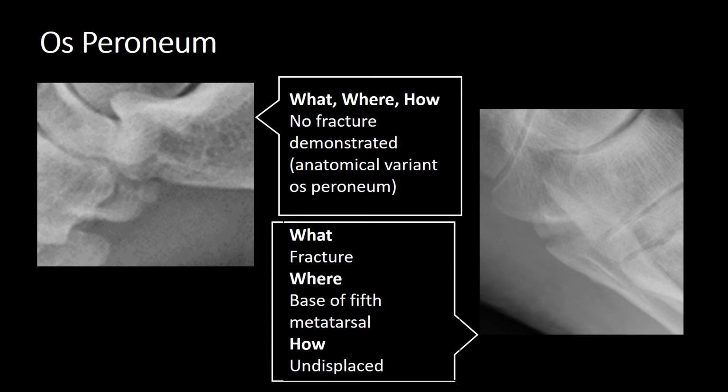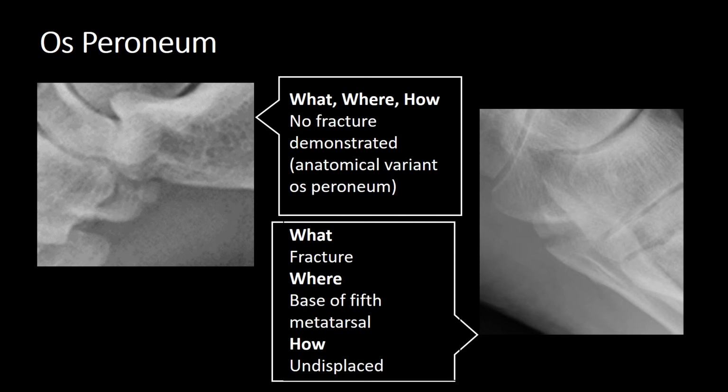On the left, os peronium is smooth and well corticated. On the right, we can see that the transverse fracture through the base of the fifth metatarsal is in a different location to the os peronium, which would be located around about here. We can see that the fracture has sharp, irregular margins, and there has been a break in the cortex.